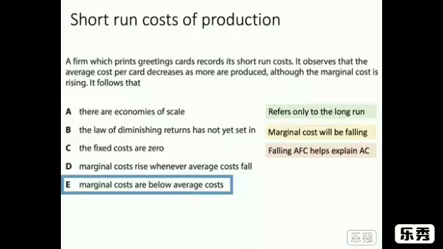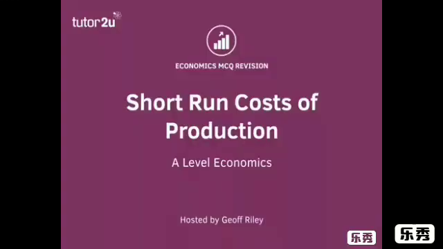And option D, marginal costs rise whenever average costs fall. No, as we've seen on the previous diagram, both marginal cost and average cost can rise. That will be at any output beyond the point where marginal cost has intersected with the average cost curve. So that's why the correct answer to that question was E. I hope you got it right. A nice little test of your understanding of short-run cost curves. Okay, thank you.